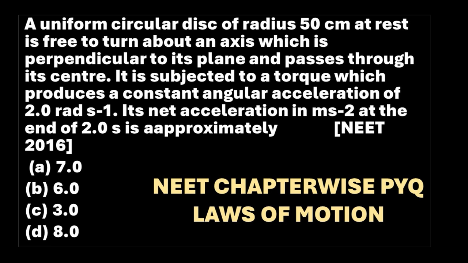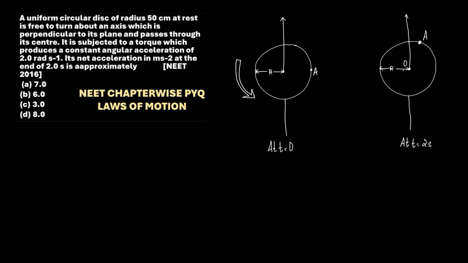Okay. So first, let me draw a diagram and then we'll go into the details of this. So a uniform circular disk. This represents a circular disk of radius 50 centimeter, at rest. So at t is equal to 0, we can write that omega 0 is equal to 0. It is free to turn about an axis which is perpendicular.